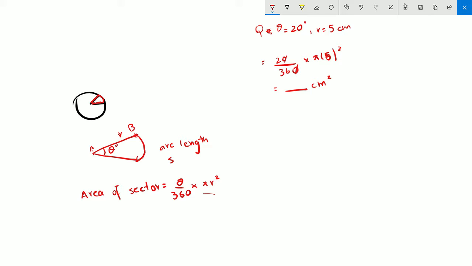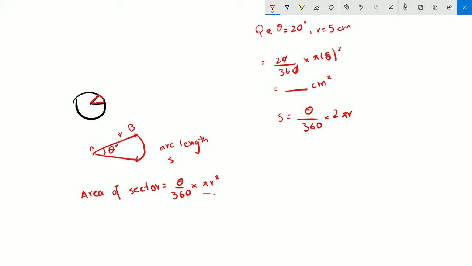In some questions you'll be asked to calculate the arc length. In that case, the formula will be theta by 360 into 2 pi r. How this formula works is that you take a ratio of the angle that you have with 360 and then multiply it with the circumference, which is 2 pi r. Therefore you get the arc length.